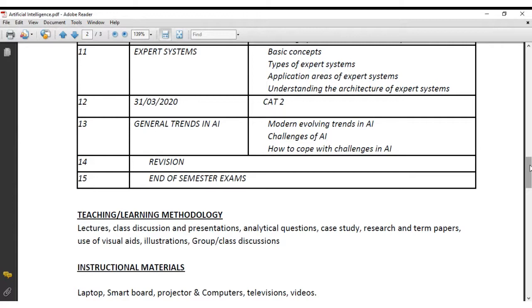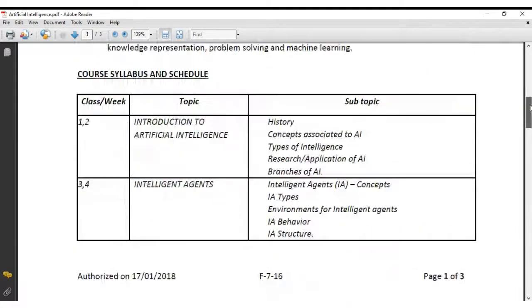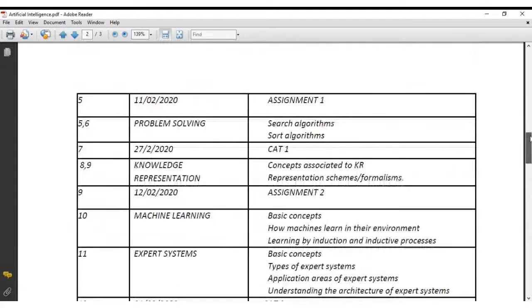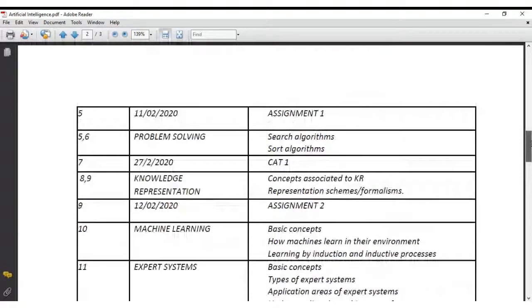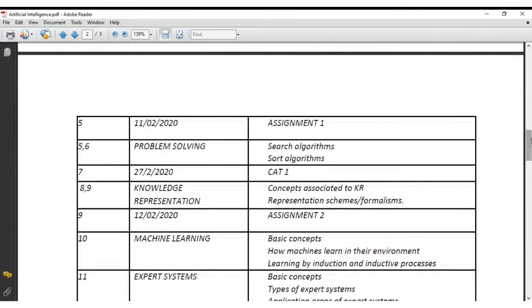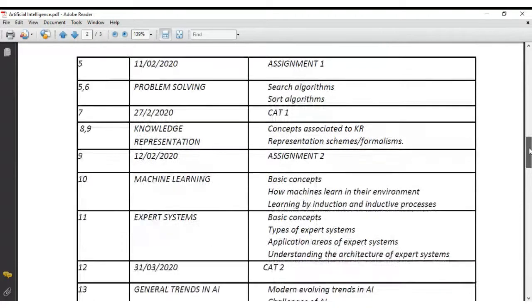So these are just 7 chapters. They are not as short as you see them, because some of these chapters are very long and very detailed, like problem solving, knowledge representation, and also machine learning. These are very long topics. So you're going to find that the course outline may look small, but the content is actually a lot.